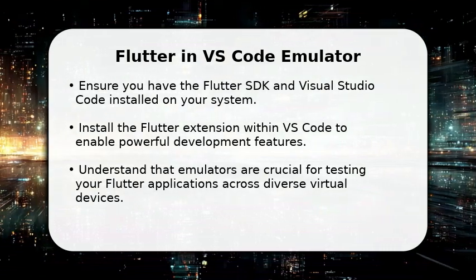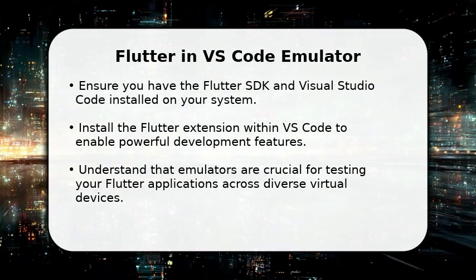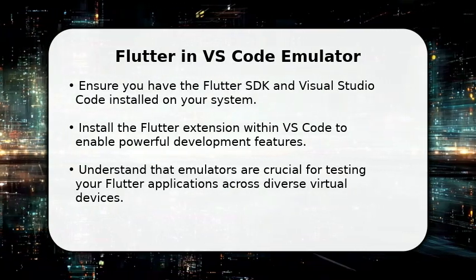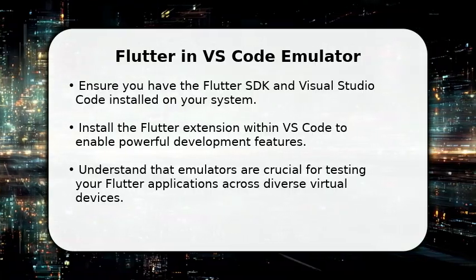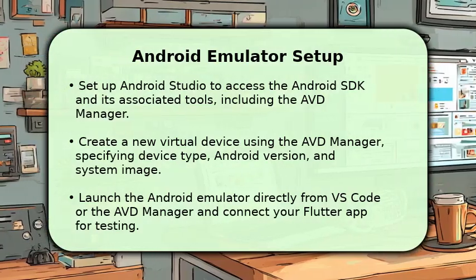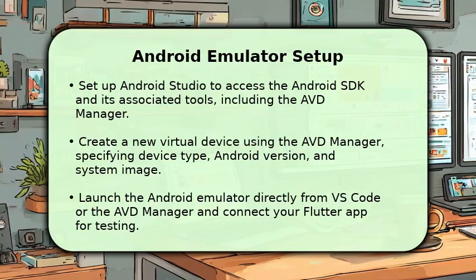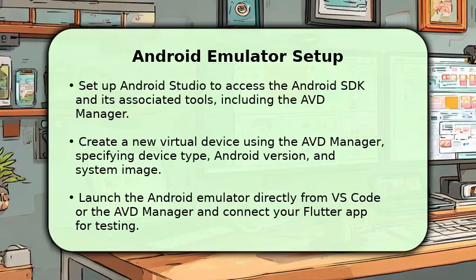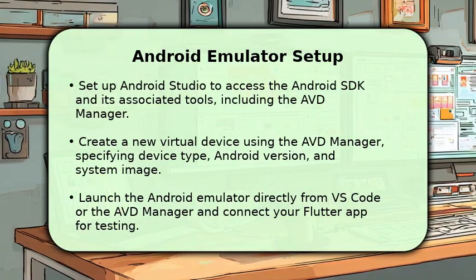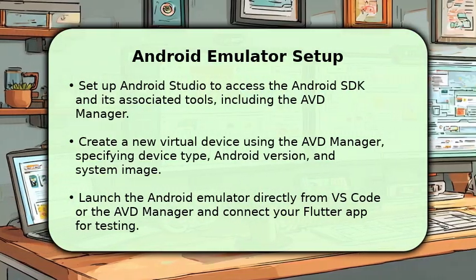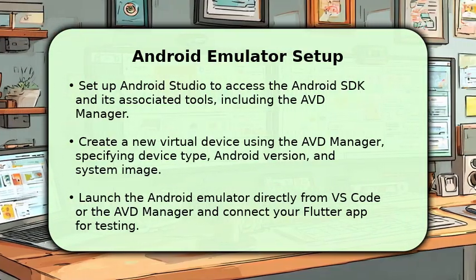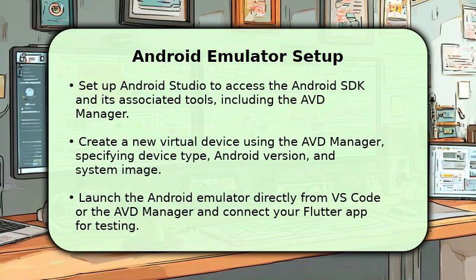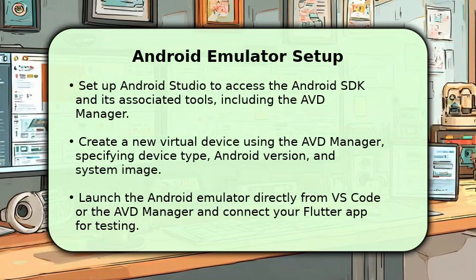Emulators are indispensable for visualizing your app's behavior on various screen sizes and operating system versions, ensuring a consistent user experience. Setting up an Android emulator begins with Android Studio, which provides the necessary SDK components and the AVD manager. Use the AVD manager to create a new virtual device, selecting parameters like a 5-inch phone screen and Android API level 33. Allocate at least 2 GB of RAM for optimal performance.